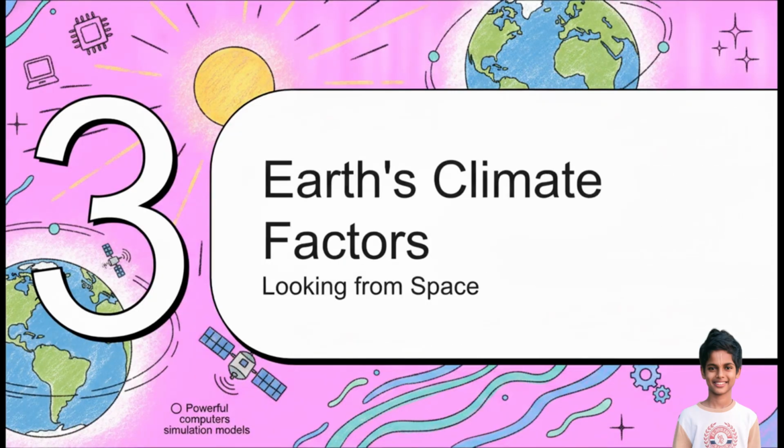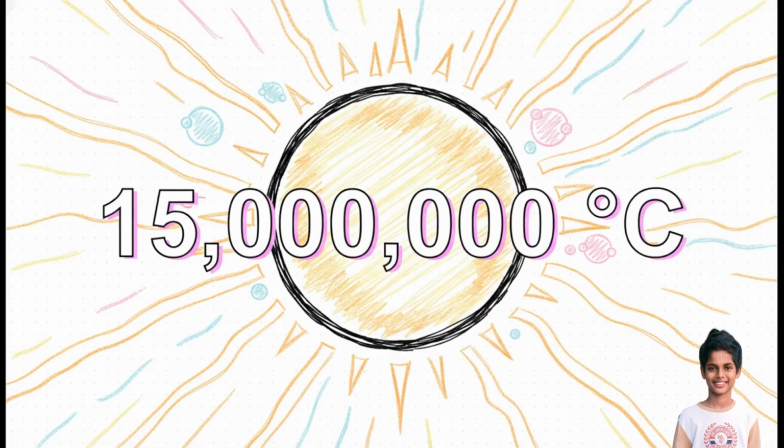All right, let's zoom way out into space for Section 3, Earth's climate factors. Just look at this staggering number, 15 million degrees Celsius. The sun is our ultimate source of energy, and it creates this massive heat through continuous nuclear reactions. We feel the gentle warmth here on Earth, but its core, it reaches an unbelievable 15 million degrees, just blasting energy out in all directions.